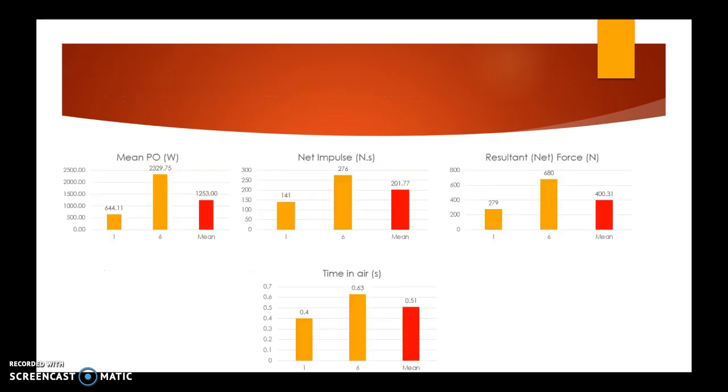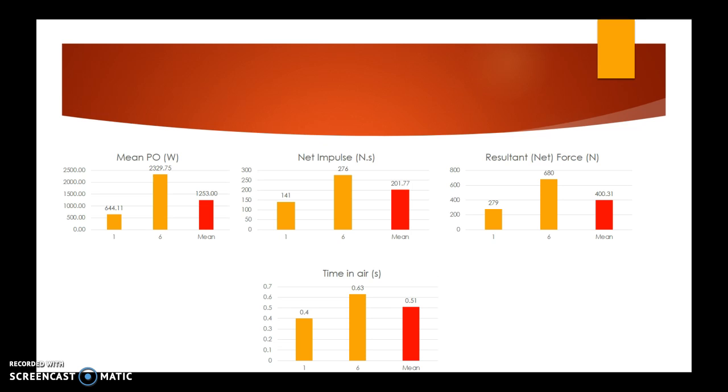We can then look at the data we've gathered during our jumps, comparing this weaker athlete, Jack, who's number 1 on the graph, to a more powerful and better individual, number 6, and we can also see the means. We see that individual has a higher mean power and net impulse, resulting in greater force. We can also see that this has proved to be more useful, with a higher jump time in the air.